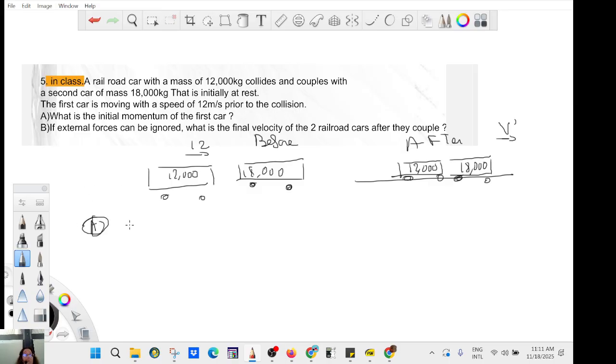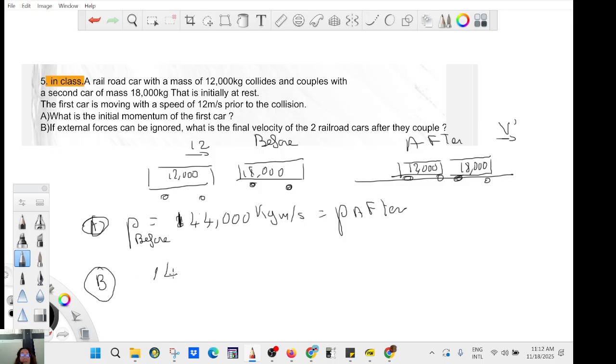What's the initial momentum of the first car? So you multiply, right? So it's going to be 12,000 times 12. So that's going to be 144,000. And that will also be the total momentum before. So the total momentum after should be the same. Agree?